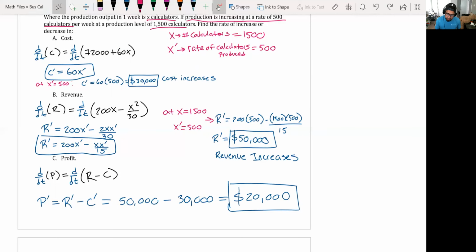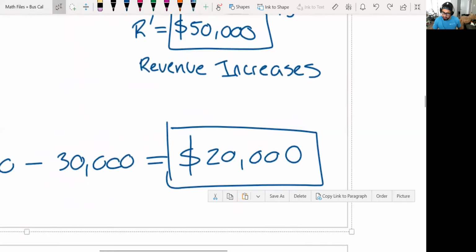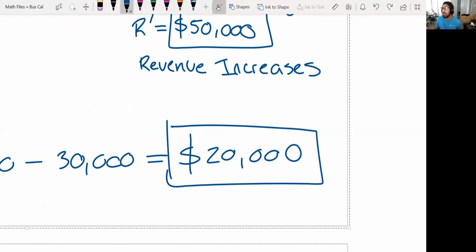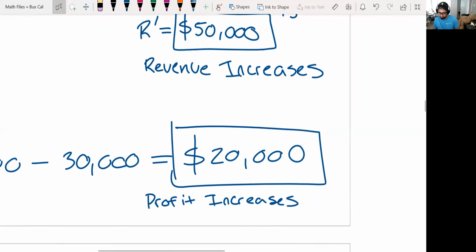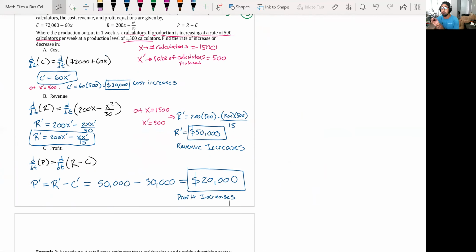And the last thing is, I guess, to interpret it. And since that is a positive output, this means the derivative is positive. This means the slope is positive. This means that profit increases. Okay. There it is, our first application. Let's keep going.